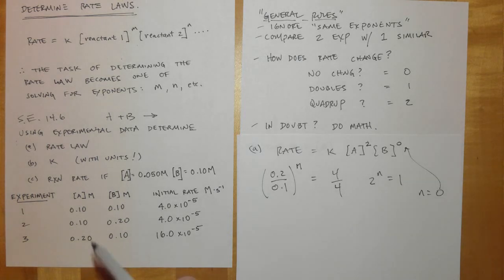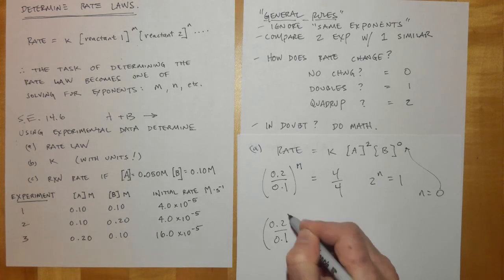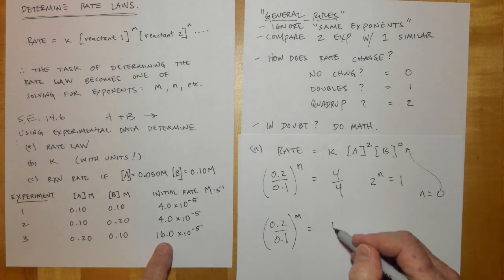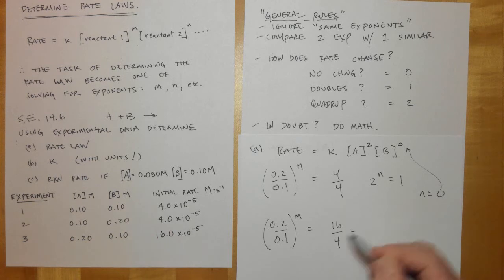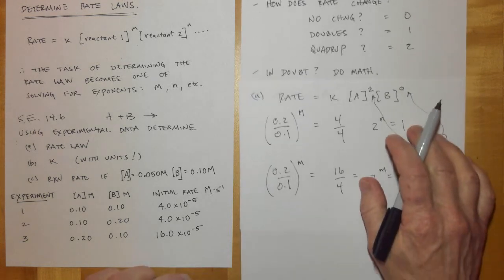How did I do that? Well, let's do that again for this one. So now take the big one, put it over the little one. We're comparing 3 to 1. So 0.2 over 0.1. Raise that to some power. Let's call it m. And now that's going to have to equal 16 divided by 4, right? Because 16 divided by 4 right here. So 2 divided by 1 is 2, to the m is equal to 16 divided by 4 is 4. So that means m has got to be equal to 2. Oh, that's where the second order power came from right here. Second power.